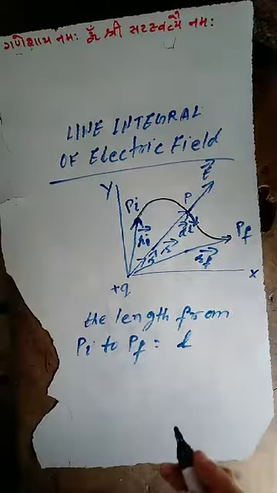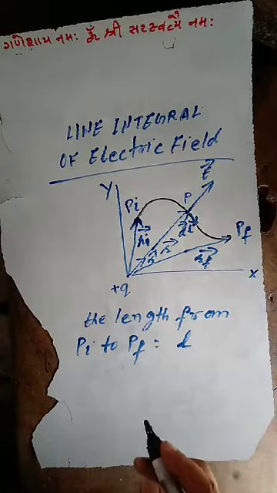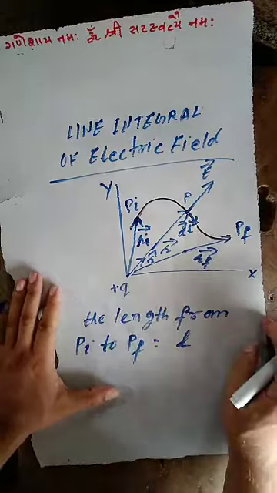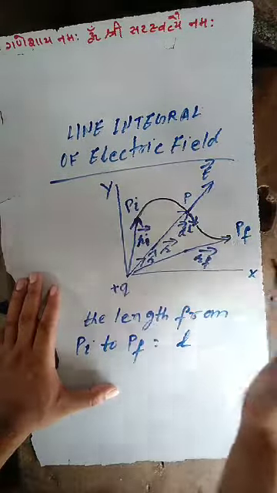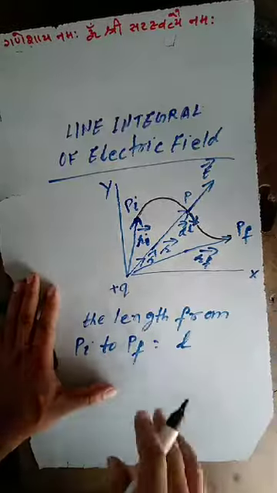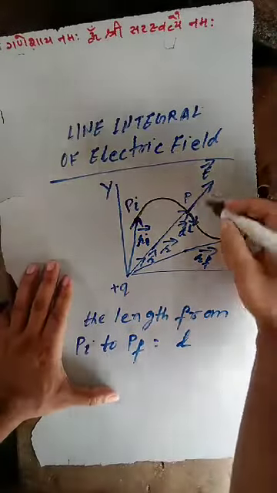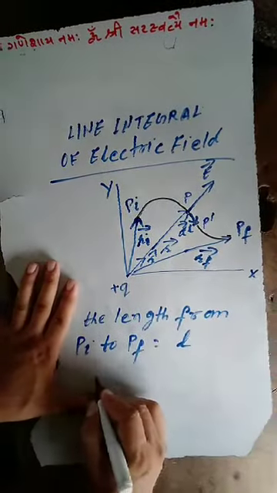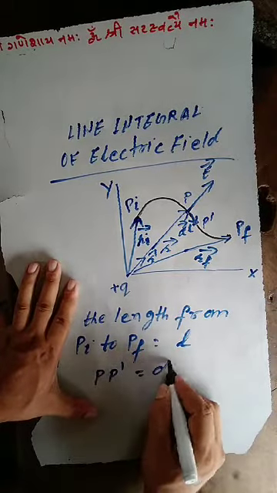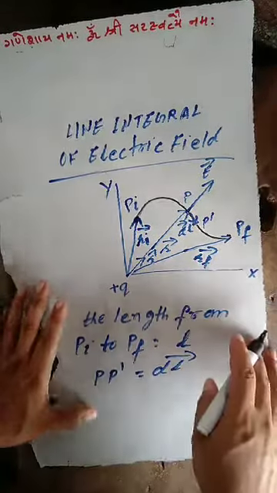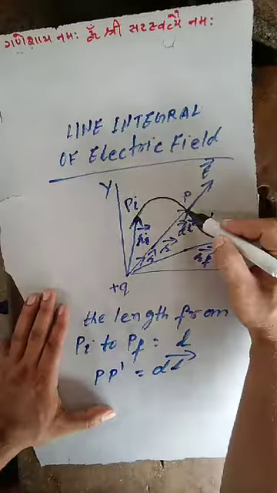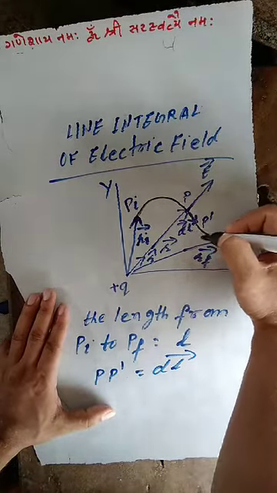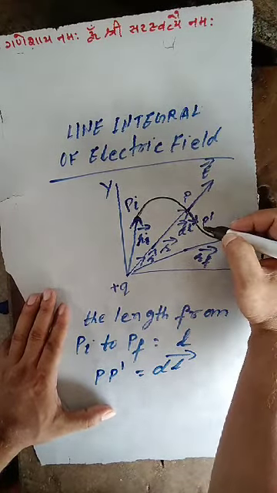For this we have to first integrate. We know how to integrate. When we have to integrate, first we integrate for a small distance and then we will integrate it from initial to final. Now for a small length, suppose this point is your P dash, so here P dash is your dl.